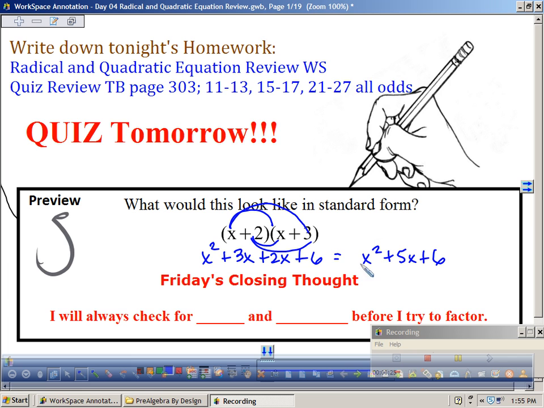So we've already been doing this, correct? We've just been doing the inverse. We've been factoring, this is factoring and then multiplying it out, and this is my standard form.